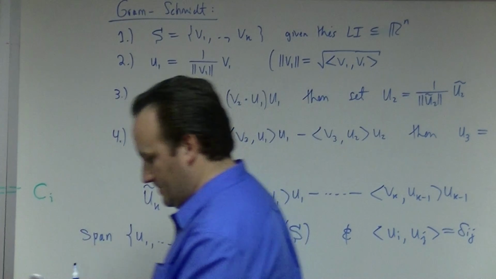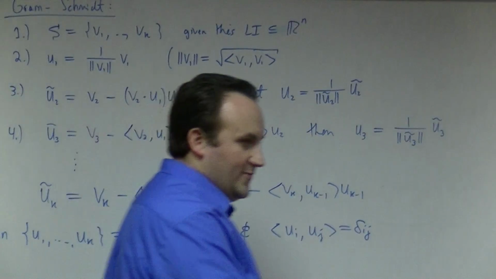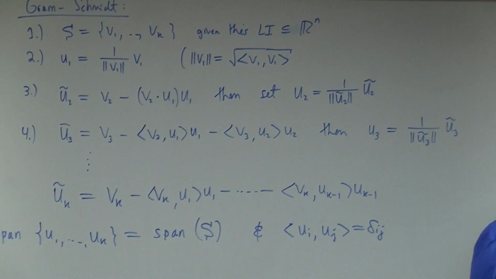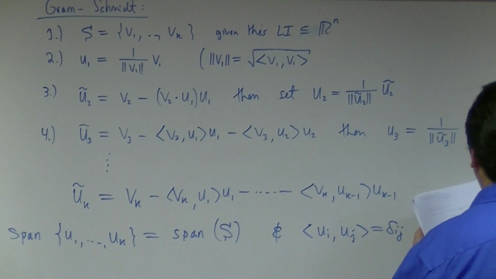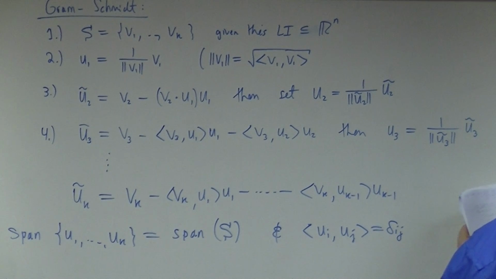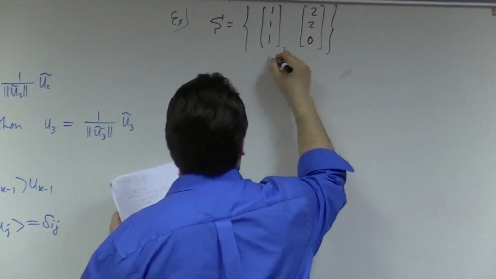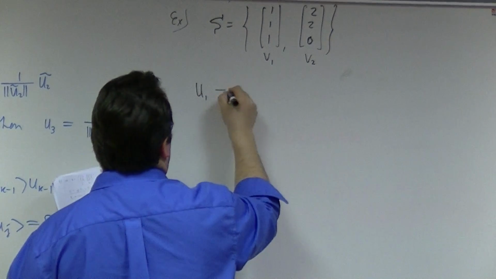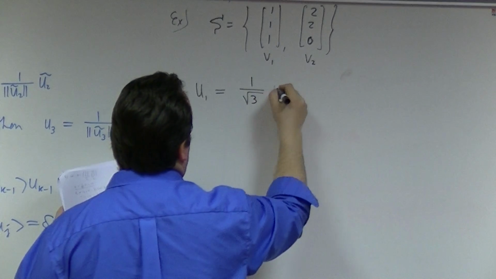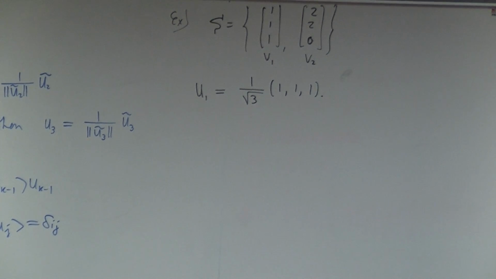Yeah, so let me show you one of these. You're like, numbers? You're actually going to do something with numbers? Yes, I will do something with numbers. Suppose S is equal to (1, 1, 1), (2, 2, 0). I think that's a linearly independent set. I'm going to call this one v_1 and that one v_2. So step 1, u_1 is 1 over the square root of 3 times (1, 1, 1). There's your first normalized vector.